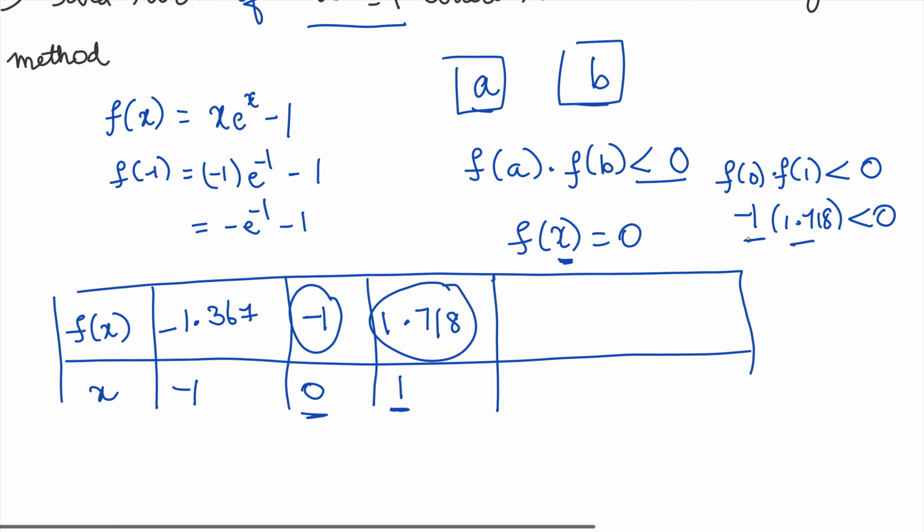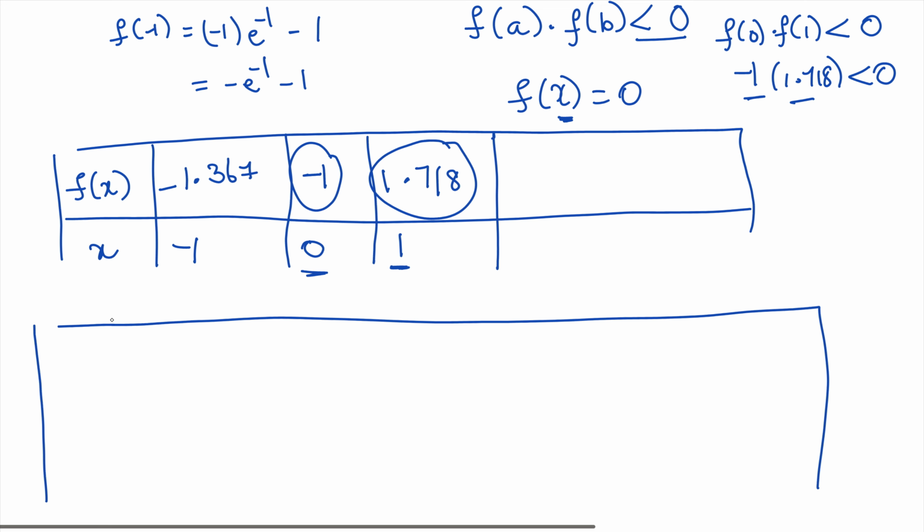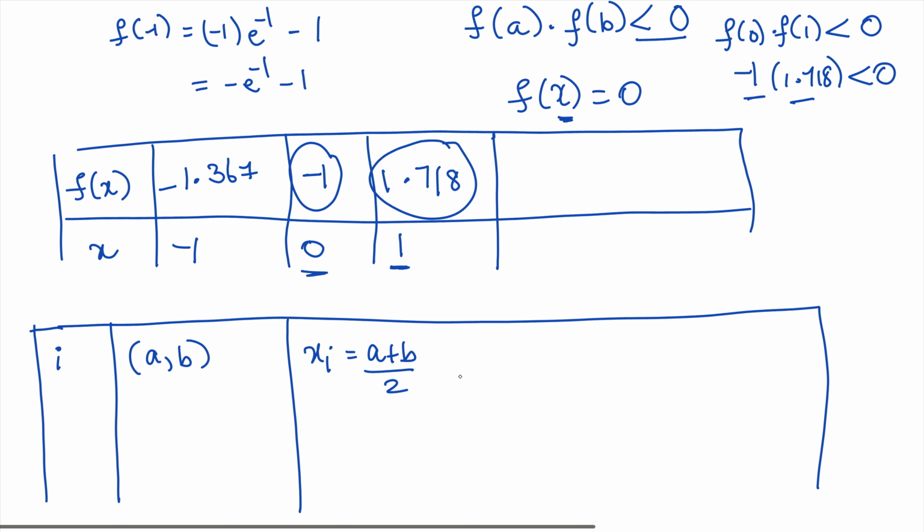Now let's go back to the question. So now we have got the interval. I'll just draw another table. We'll have i here, and we will write down the interval a and b here. And what is xi in the bisection method? It's nothing but a plus b by 2.